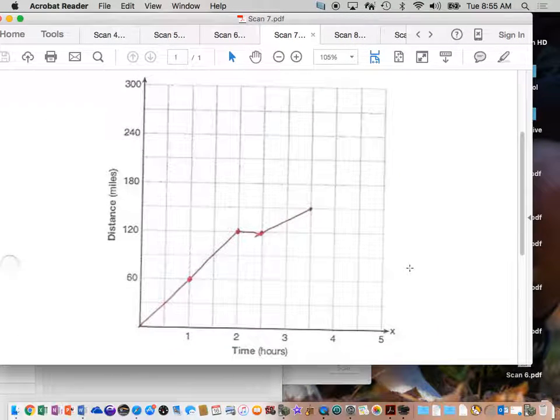This seems so easy to me, I keep thinking I got it wrong. That's me in math, please. Yeah, right? It's like, how could it be this simple?